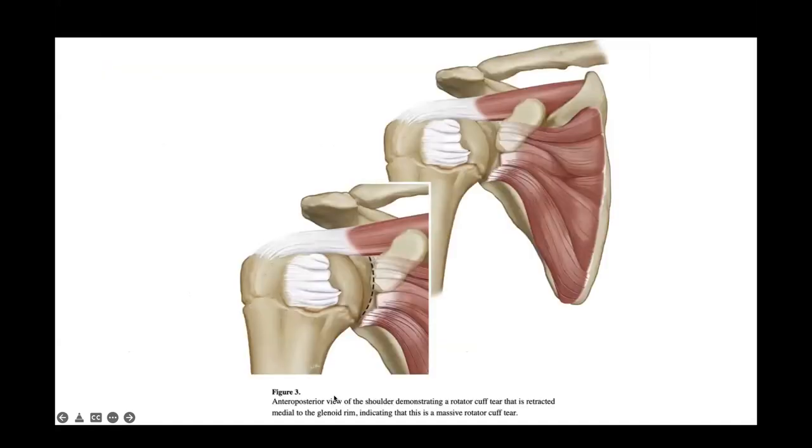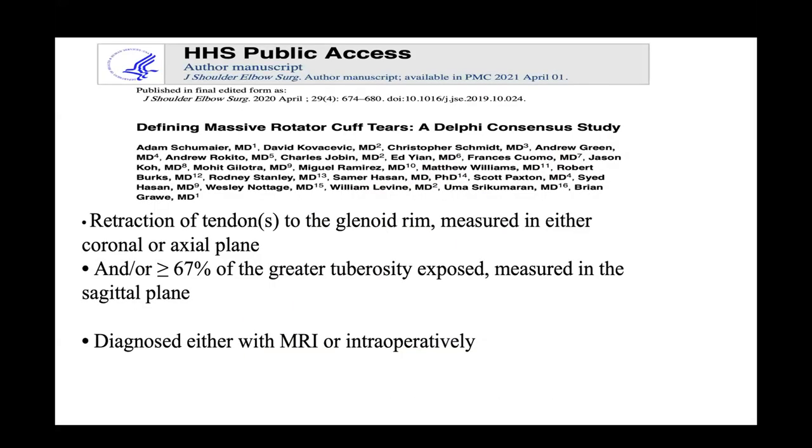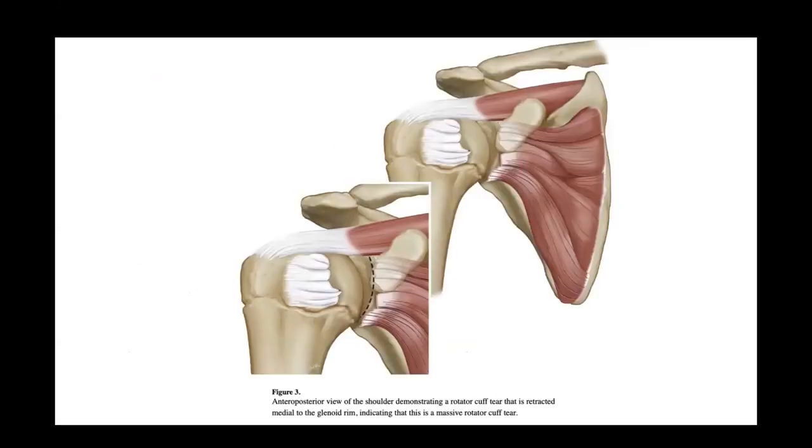And they came to the conclusion that retraction of tendons up to the level of the glenoid rim, measured either in the coronal or axial plane in MRI, or the presence of 67% of the greater tuberosity being exposed, is the definition of a massive cuff tear. And this could be diagnosed either in a preoperative MRI or intraoperatively during arthroscopy. So this is a pictorial depiction of the subscapularis tear with the retraction up to the glenoid level.